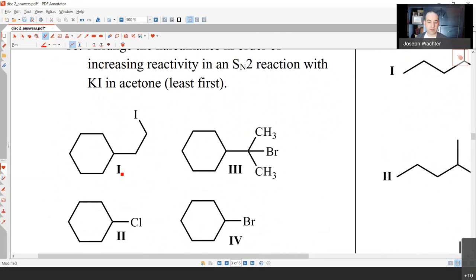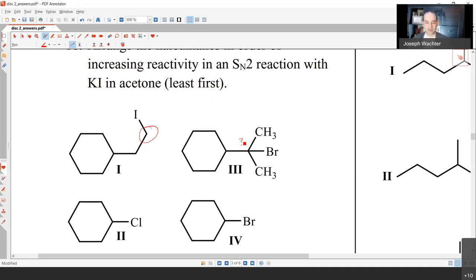All right, increasing reactivity in an SN2 reaction. What are we looking for here primarily? What's the factor that will give the highest reactivity in acetone with KI in an SN2 reaction? What do you think? Yep, exactly. Who is that? You can stay anonymous if you want, but 13122, I don't know who you are. Oh, hey, Lena. Yes, the primary carbon is correct. The primary carbon has the fastest rate of SN2 reaction.